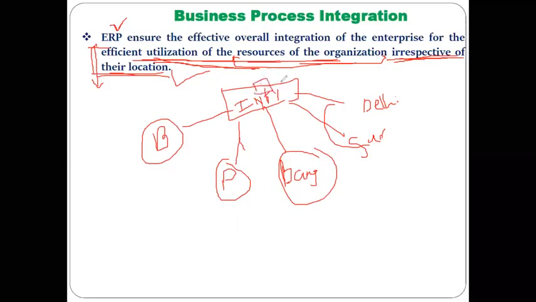Yes, sir. Now, suppose in Bombay there are huge orders for software. Okay. There are huge orders for software, but in Pune there are some employees who are currently not having work. It can happen or not? Yes, sir. Is it possible to hand over this work from Bombay to the employees who are working in Pune? Yes, sir. How does this become possible?